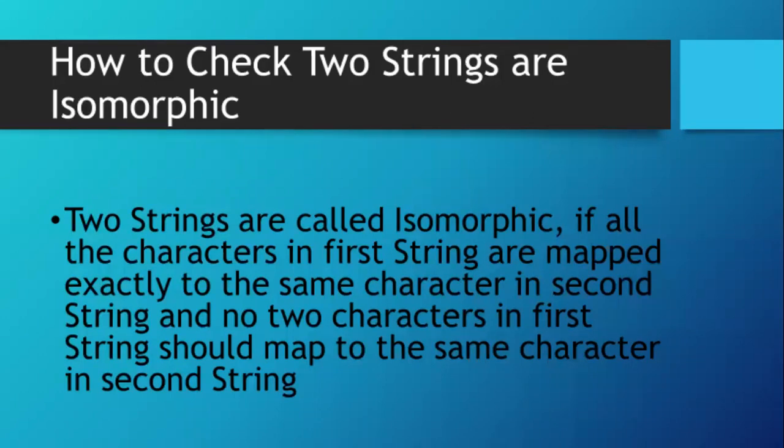So if you take an example, if you enter the strings A, B, C and X, Y, Z, both strings are called isomorphic because A is mapping to X, B is mapping to Y, and C is mapping to Z. So let's see how we can implement the same by using an Eclipse editor.